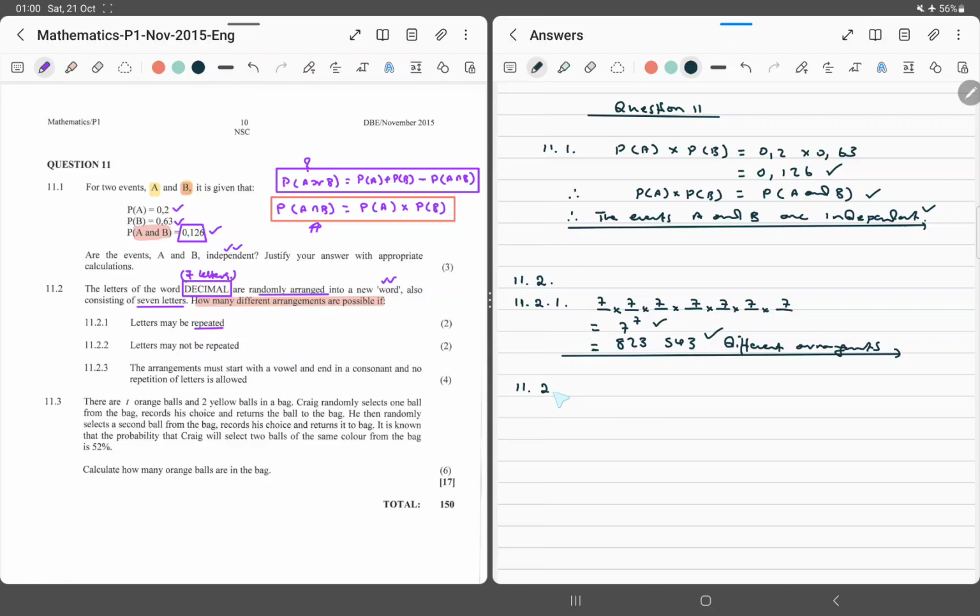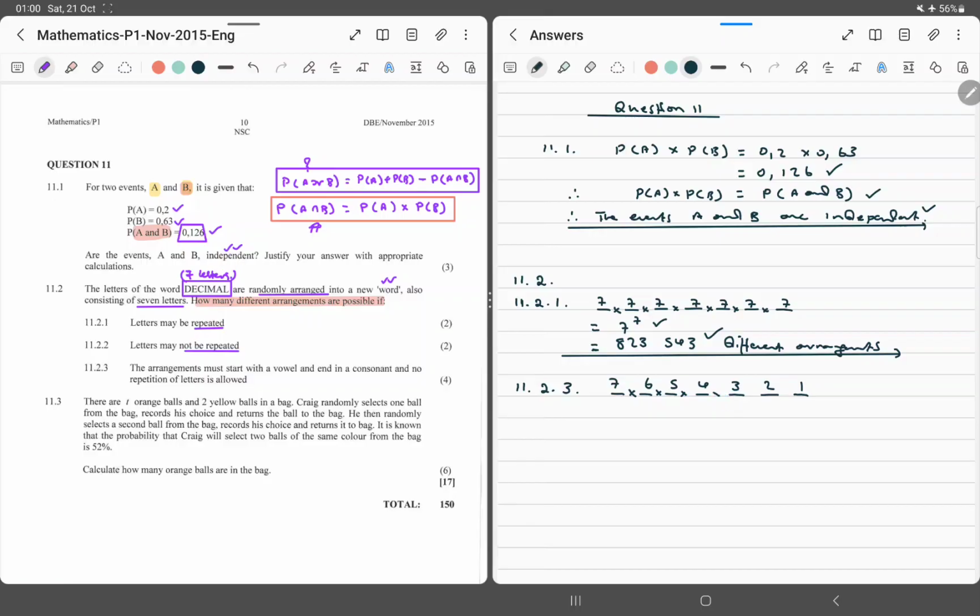11.2.3. Letters may not be repeated. If they are not repeated, we still have 7 points or spots: 1, 2, 3, 4, 5, 6, 7. So for the first one, we've got all 7 options. But if we put down 1, we remain with 6 options. We put down 2, we remain with 5 options. We put down 3, we remain with 4 options. We put down 4, we have 3 options. We put down 5, we've got 2 options. And then we're left with just 1.